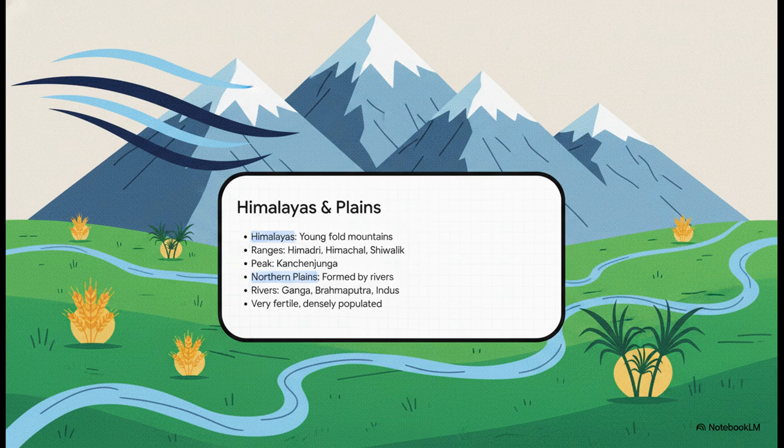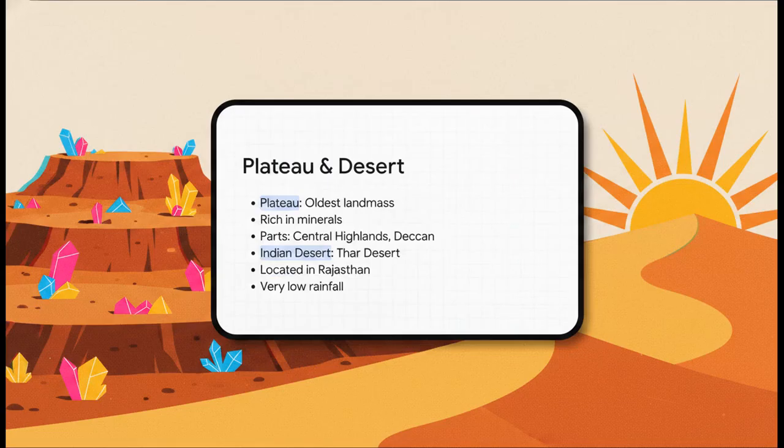Right below that shield, we hit the second branch, the Northern Plains. Fed by the mighty Ganga, Brahmaputra, and Indus rivers, this area is basically India's food bowl. It's incredibly fertile, densely populated, and pumps out massive amounts of wheat, rice, and sugarcane. All right, on to the third branch, the Peninsular Plateau. Picture this as an ancient, mineral-rich treasure chest. It is the absolute oldest landmass in India, and it's split into the Central Highlands and the sprawling Deccan Plateau.